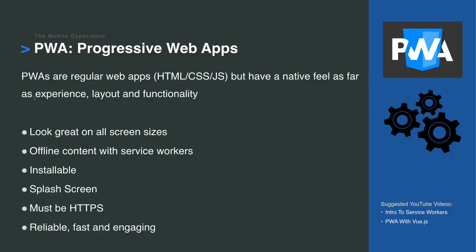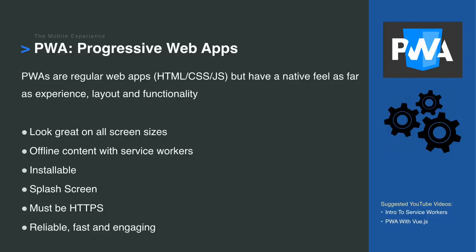The first one's pretty obvious. It needs to look great on all screen sizes. Needs to have a really native feel to it in terms of the UI. Another thing is offline content. So basically, if you're in a native app and you lose your connection, let's say you're in like WhatsApp, if you lose your connection, you can still see past messages and stuff like that. With a typical web app, you're going to get that stupid Chrome dinosaur or whatever browser you're using. You'll get a not connected message.